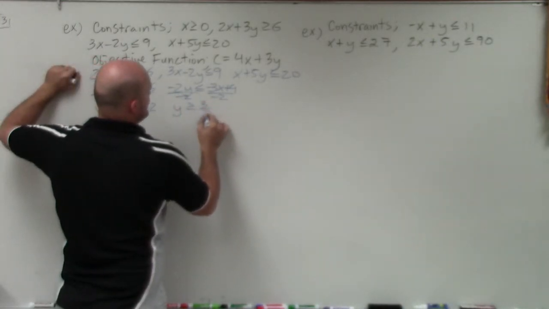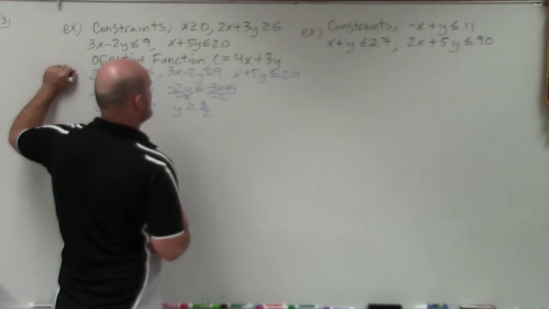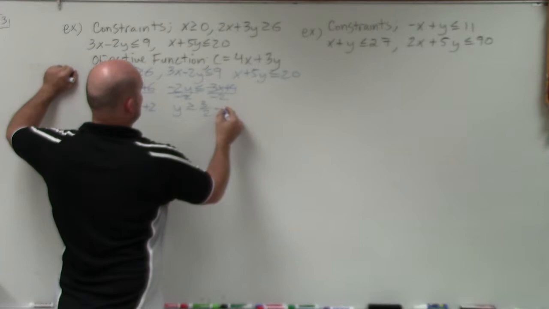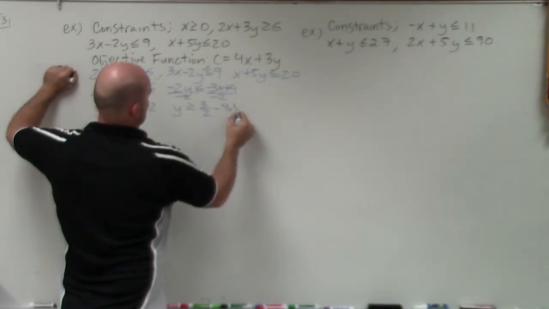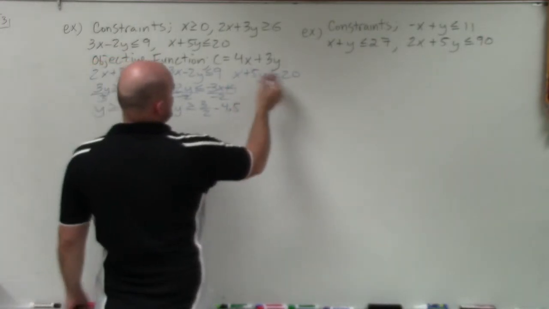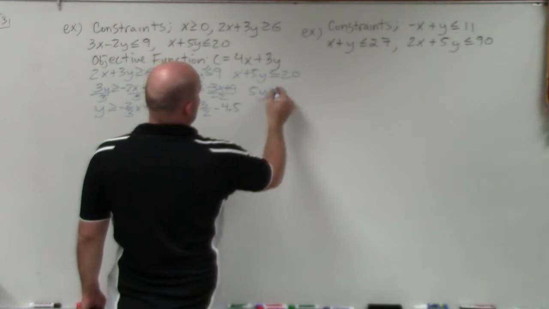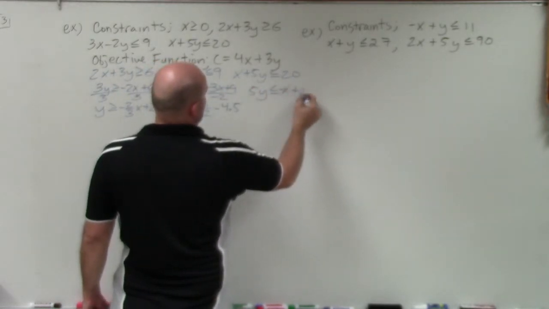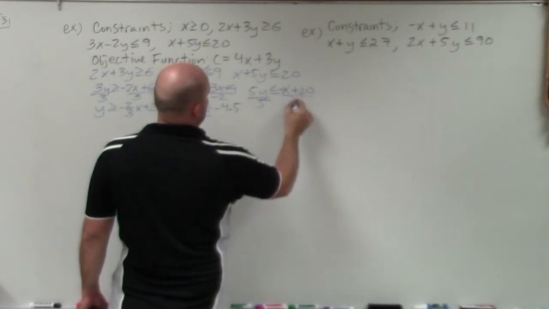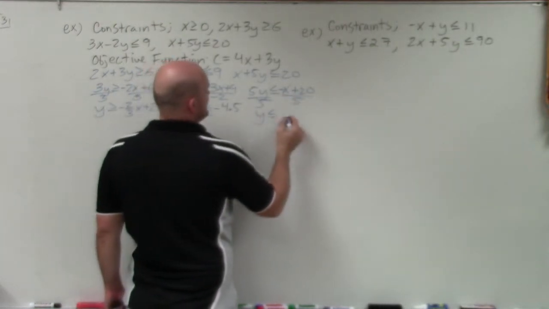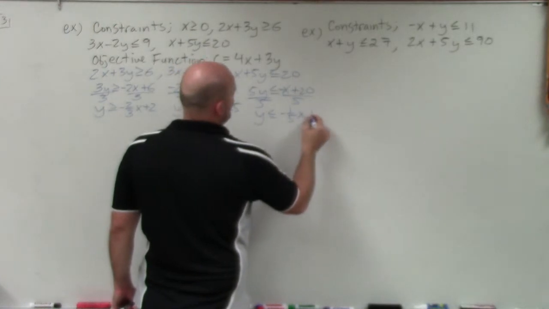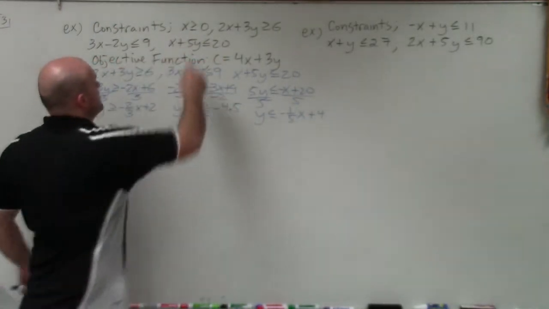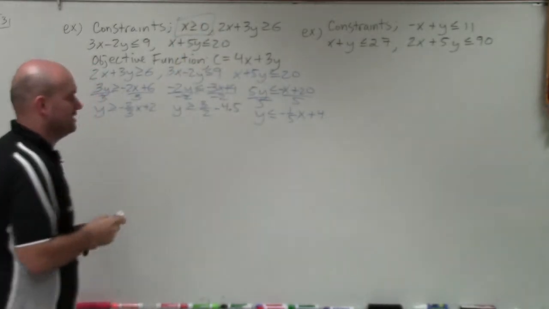So that becomes y is greater than or equal to positive 3/2 x minus 4.5. And then the last one, I'm going to subtract an x here. So I have 5y is less than or equal to negative x plus 20. Divide by 5, divide by 5. Y is less than or equal to negative 1/5 x plus 4. OK, so those are going to be our values, plus x is greater than or equal to 0 that we're going to want to graph.